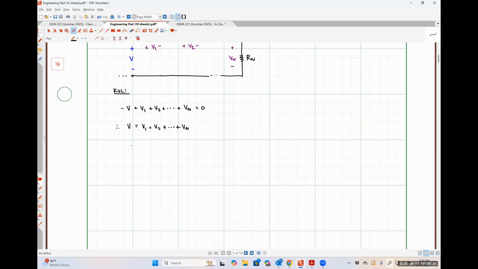So this would look like V is equal to I times R1 plus I times R2 all the way out to I times R sub n. And there's obviously a common factor of I in all of the terms on the right-hand side of the equal sign. So I'm just going to pull that out and then lump all of those resistors together. So that's going to give me I multiplied by a factor of R1 plus R2 all the way out to R sub n, like so.